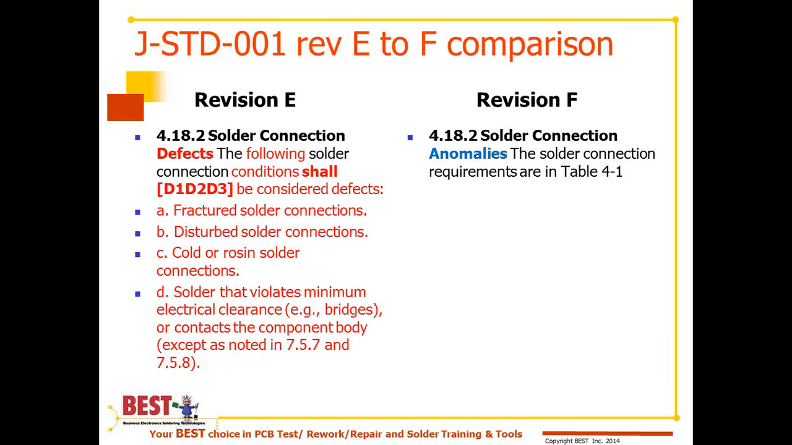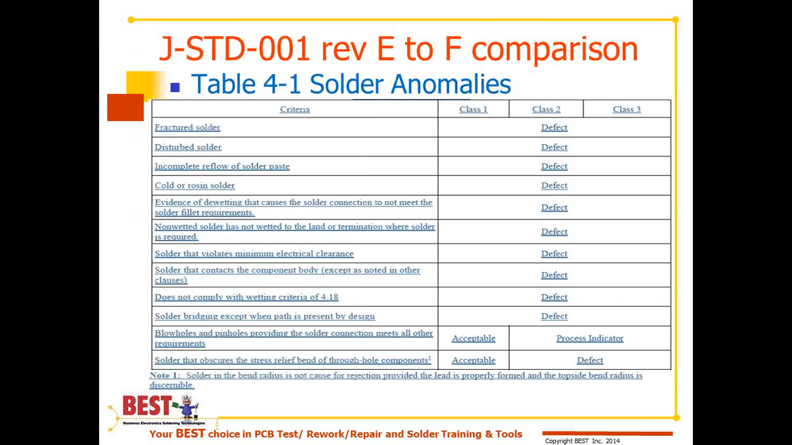Under section 4.8.2, before in this section it listed all of the defects as subparagraphs to it. Now the anomalies are listed in a table. So the solder connection requirements are in table 4-1. Here is the table. You'll notice that most of it is the same as what we had before, but there are some additions to this, such as the blowholes or pinholes providing the solder connection down at the bottom, and solder that obscures the stress relief bend has been added into it. And that's a defect now for class 2 and 3 if it obscures the stress bend on through-hole components.